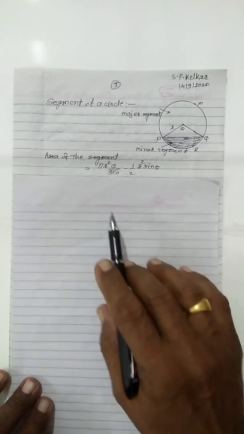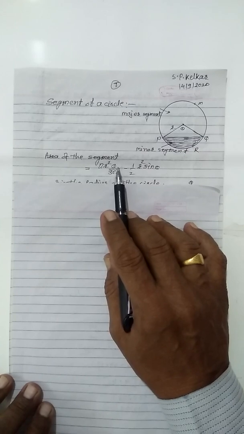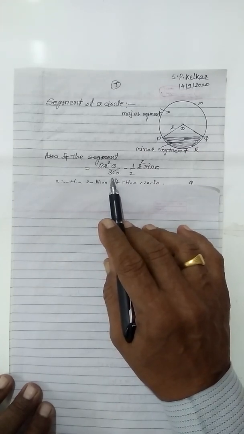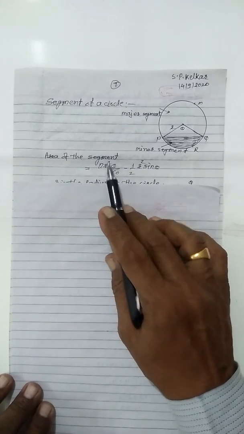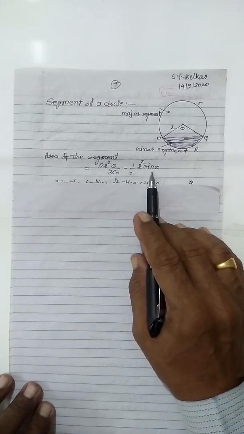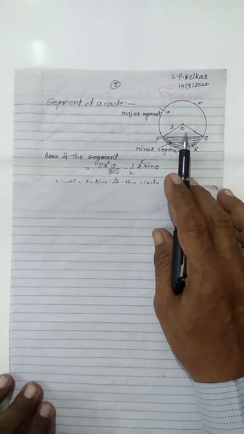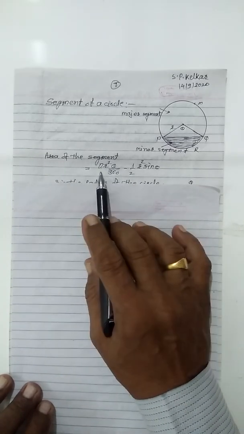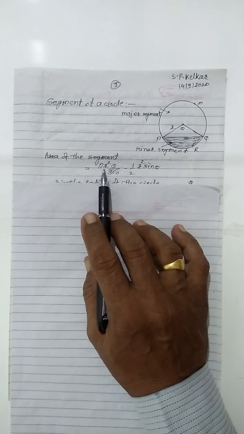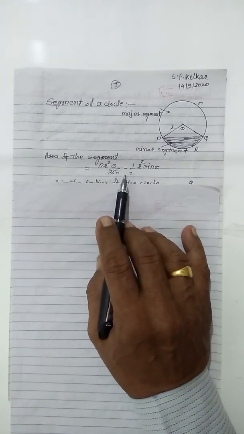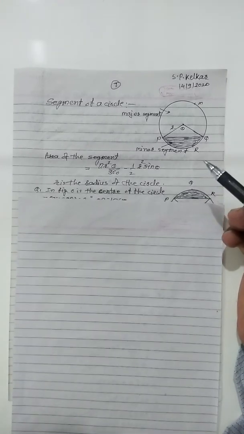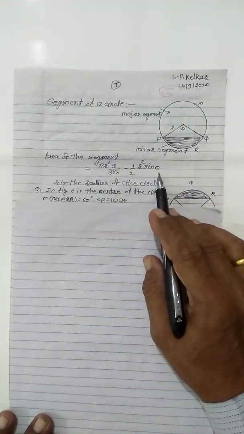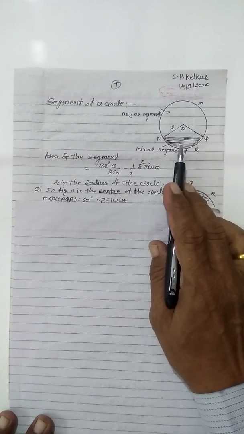See, area of the segment equal to pi r square into theta divided by 360. That is the area of sector, minus 1 by 2 r square sine theta. This is the area of this triangle. So subtraction between these two, we get the area of the segment. Means area of the segment formula is pi r square theta divided by 360 minus 1 by 2 r square sine theta. R is the radius of the circle and theta is the central angle of the circle, or that corresponding segment.